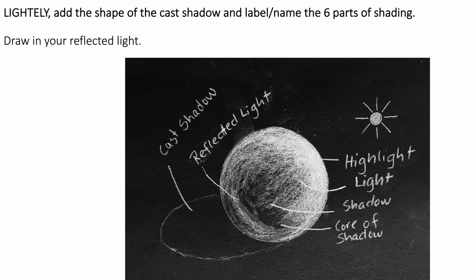Lightly add the shape of the cast shadow and label the 6 parts of shading. Draw in your reflected light. And the reflected light here, you have to draw it in as it is going to be lighter than the darks in your dark part.